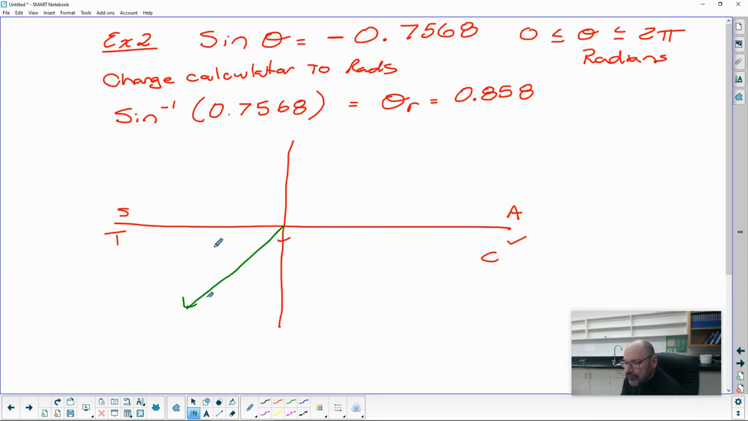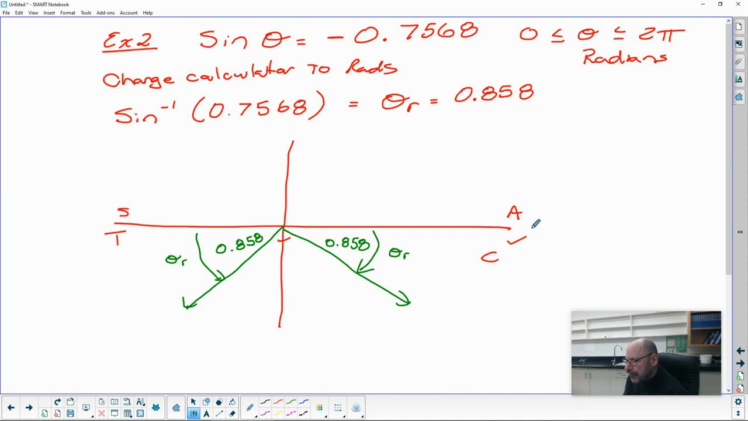Draw the quadrant there. This is 0.858 radians. And then draw the quadrant one right there. This is 0.858 radians. So there's our two reference angles. Now because we're using radians, how do I figure this out?